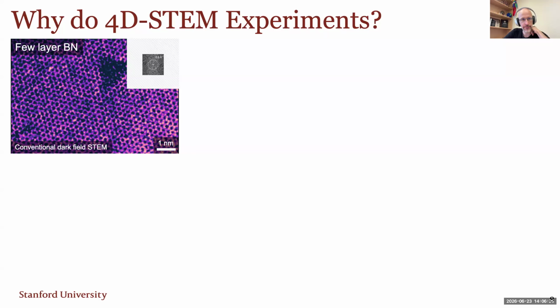Well, here's an example on a couple layers of boron nitride. And this is that conventional single pixel image that I showed you before, annular dark field, and the Fourier transform embedded in the upper right. And here we use the ion microscope, helium ion, to make single nitrogen vacancies, but it's impossible to see where they are. The sample signal to noise is far too low and the resolution is poor.